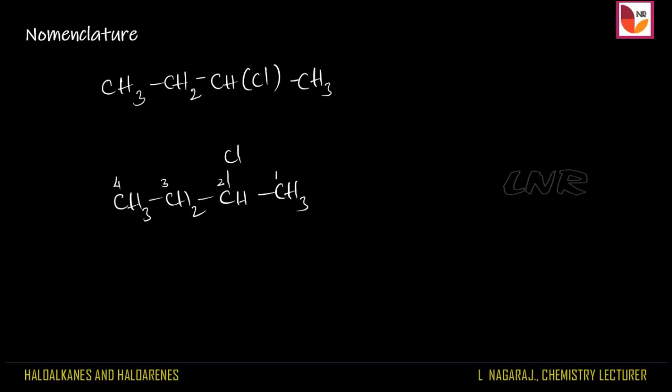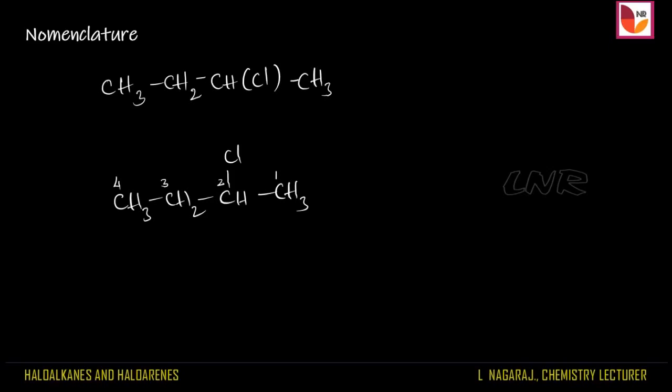So the end which contains the substituent group gets the least number. That is the correct method of numbering. And in the common system, it is to be represented as, first to write the name of the alkyl group. That is, the name of the alkyl group is to be represented as methyl, ethyl, propyl and butyl.